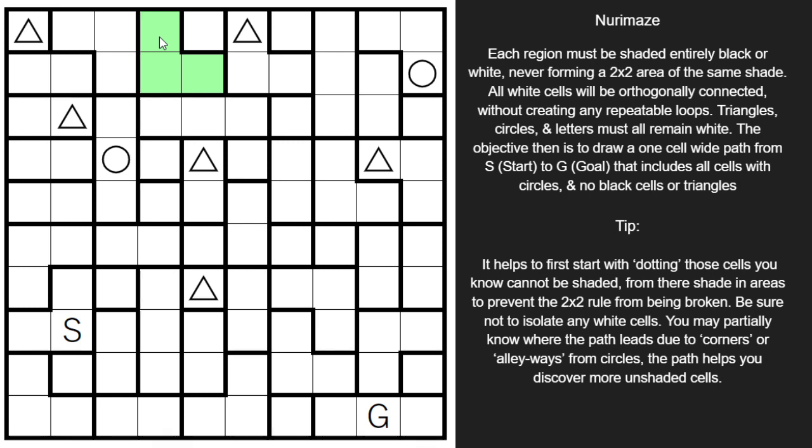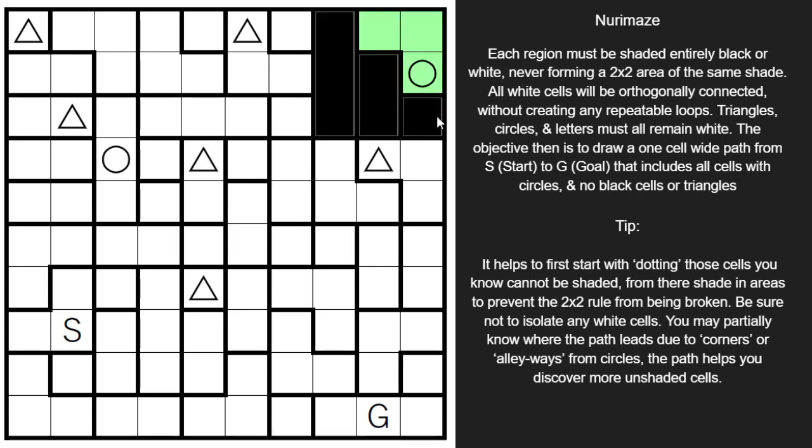Also, you can never create a 2 by 2 area of the same shade. So for instance, this is a 2 by 2 area of unshaded cells or a 2 by 2 area of black cells. That's no bueno. You can't have that. Also, all the white cells or unshaded cells must be orthogonally connected with one another. So you can't have a group of white cells like that that's isolated from the rest of the group.